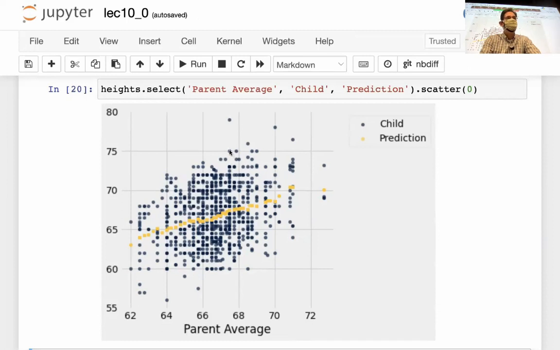So blue dots, easy to interpret. One per child. Gold dot, a little bit harder to interpret. One per child, but it has nothing to do with the child itself. It's just the average child height of all the parents in the data set that have about the same height as the parents of that child.